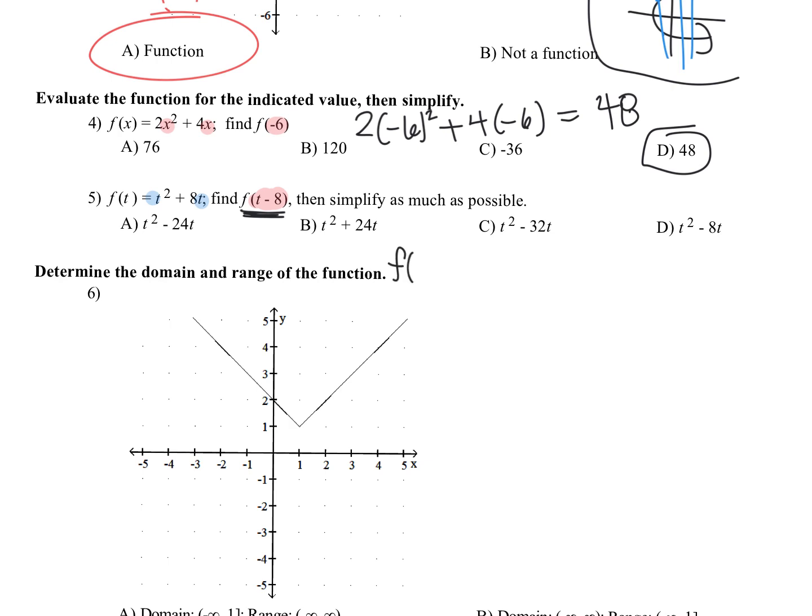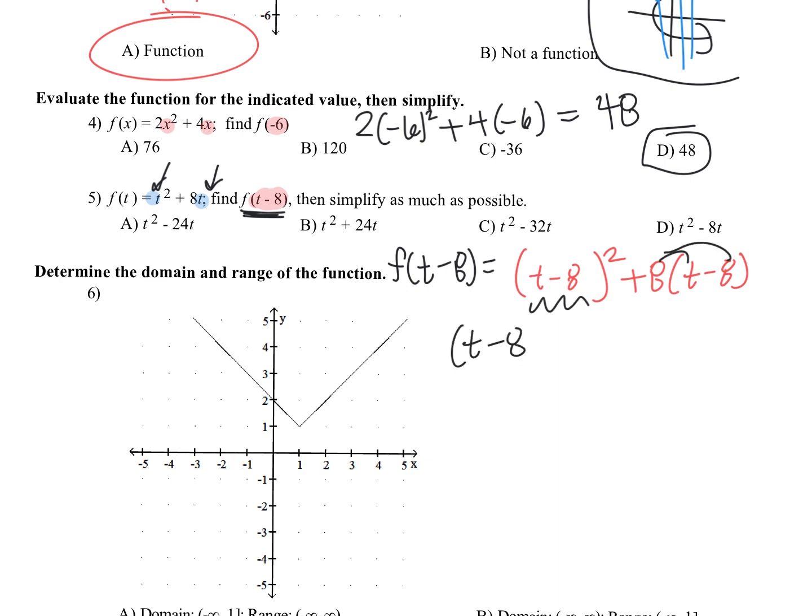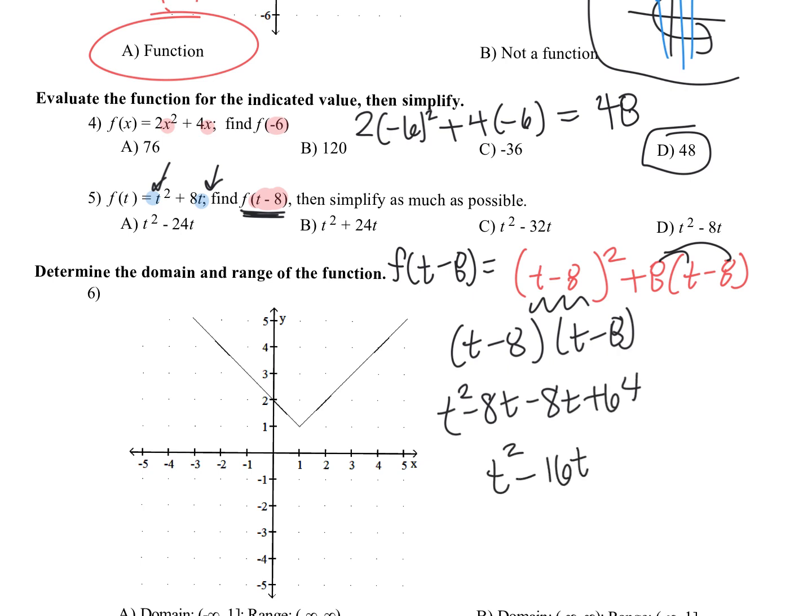I would have f at t minus 8 is equal to, and all I'm doing is replacing my t's with t minus 8. So I'll do this in red. So I'm going to have t minus 8 squared plus 8 times t minus 8, right? And so from here, I need to work this out. I'll distribute here, but over here I've got to expand it. So it's going to be t minus 8 times t minus 8. And then I could do distributive property or make a box, and I would get t squared minus 8t minus 8t plus 64, which would be t squared minus 16t plus 64.